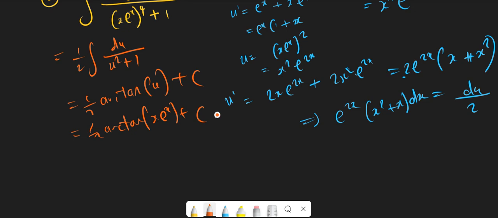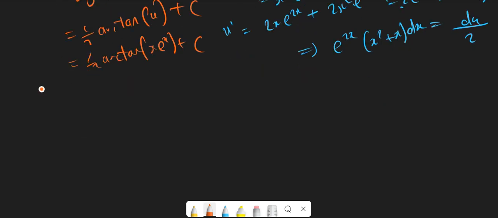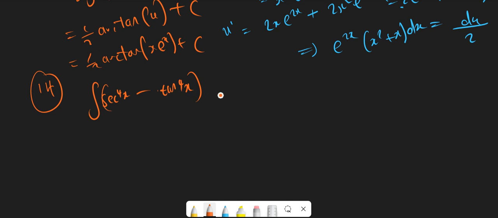Now let's look at problem 14 here. We are required to find the integral of secant to the 4th power of x minus tan to the 4th power of x, dx.